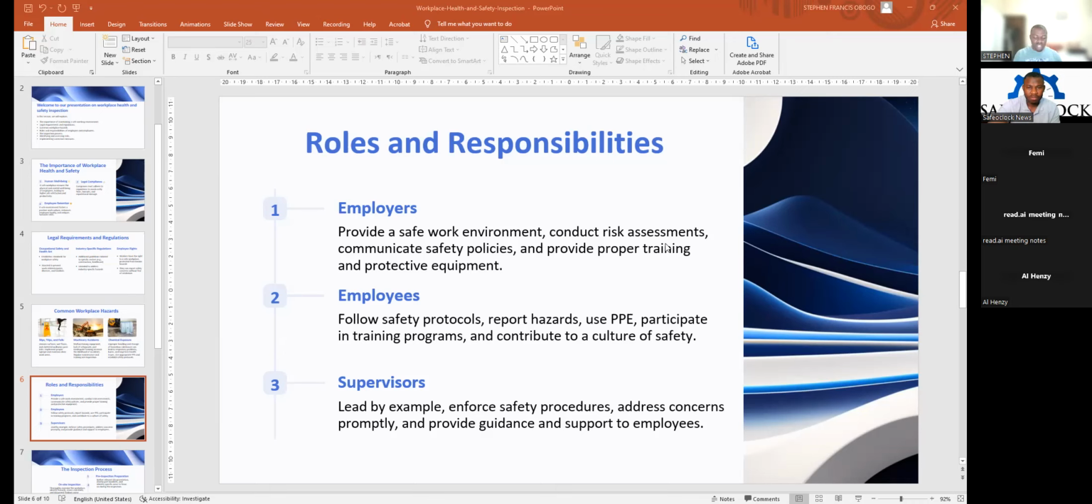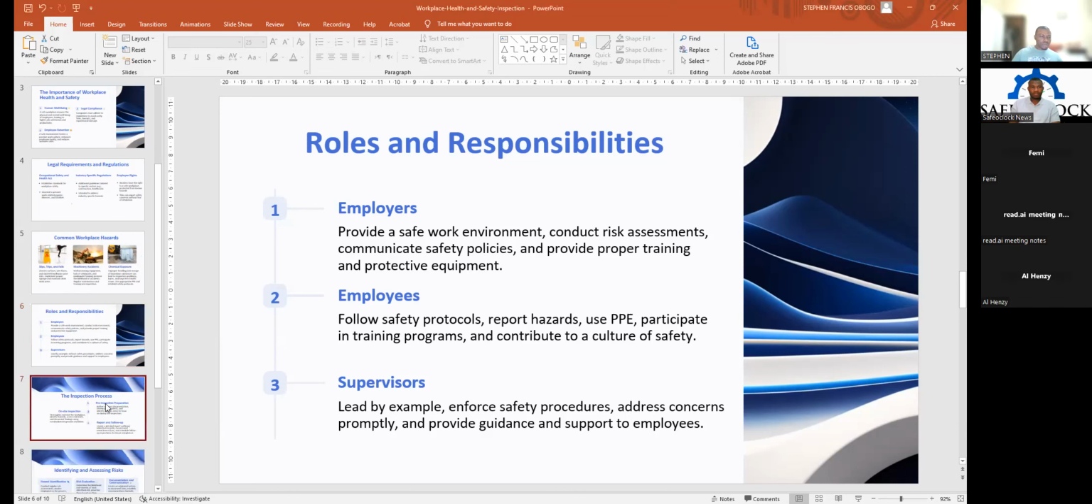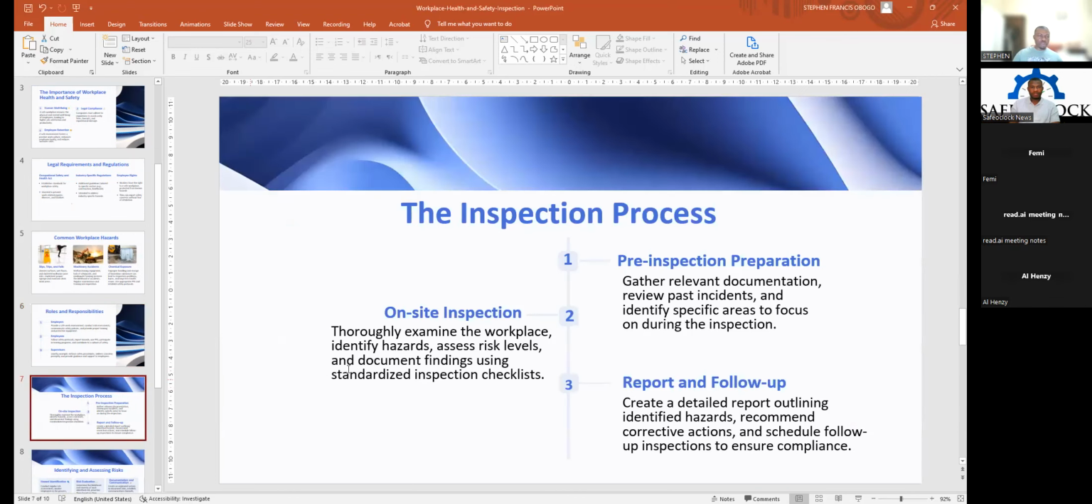Okay, so I think the next slide will talk about, let's look at the inspection process precisely.